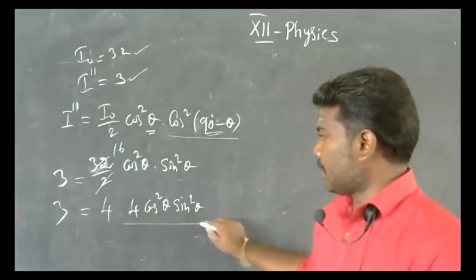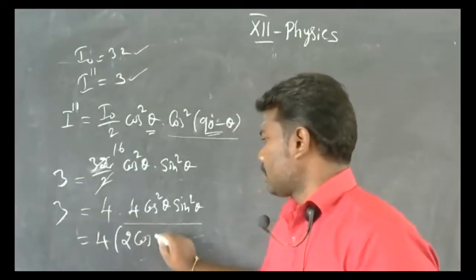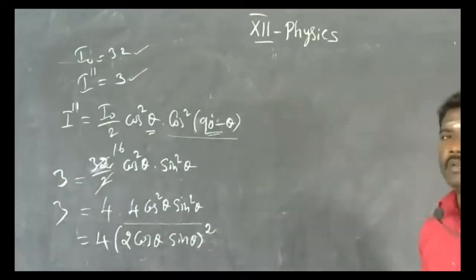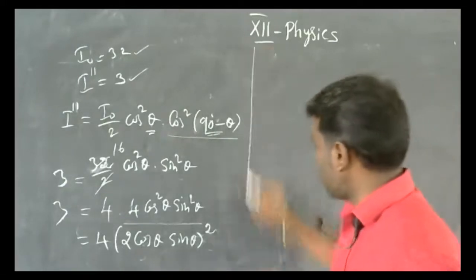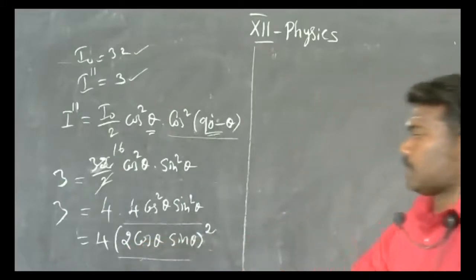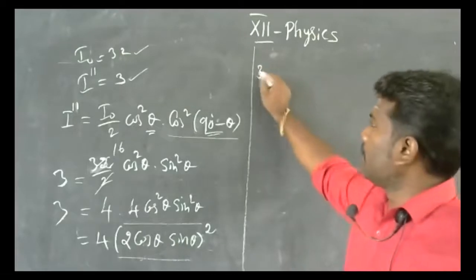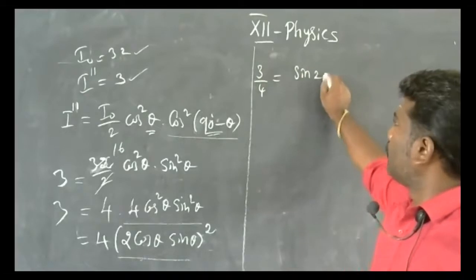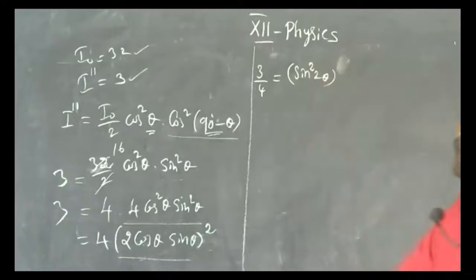Now we consider this nothing but 2 cos theta sin theta whole square. 3 is equal to 4, 2 cos theta sin theta the whole square. Now I am going to apply the trigonometric relation for this case. 2 cos theta sin theta, it is nothing but sin 2 theta. So 3 by 4 is equal to sin 2 theta the whole square, or otherwise it can be written as sin square 2 theta.